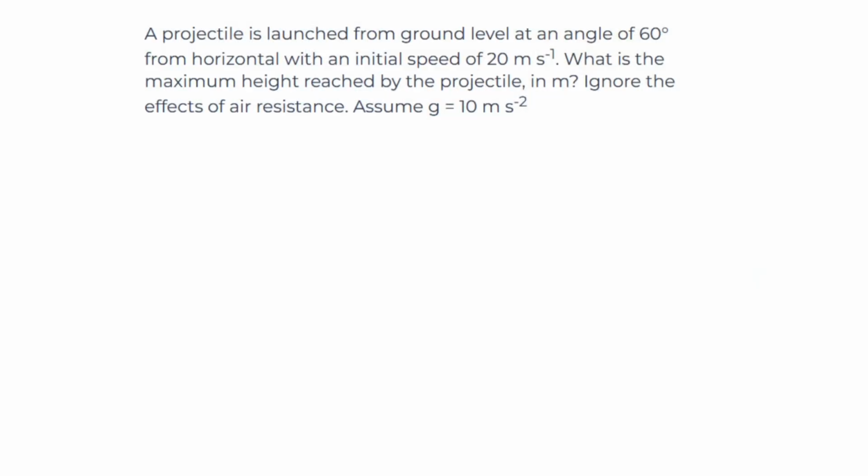Question 11. A projectile is launched from ground level at an angle of 60 degrees from horizontal, with an initial speed of 20 meters per second. What is the maximum height reached by the projectile in meters?